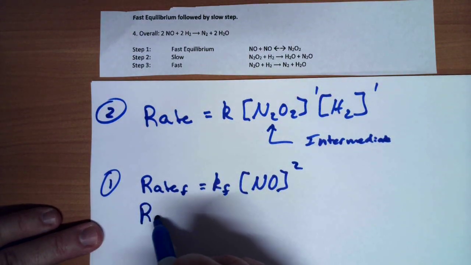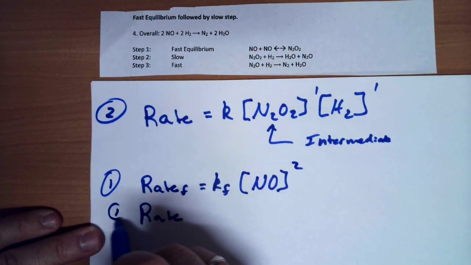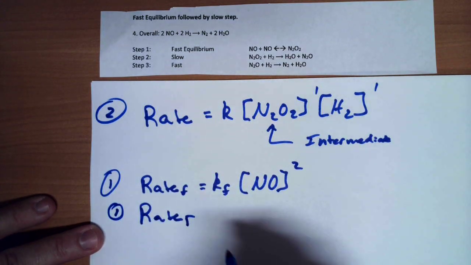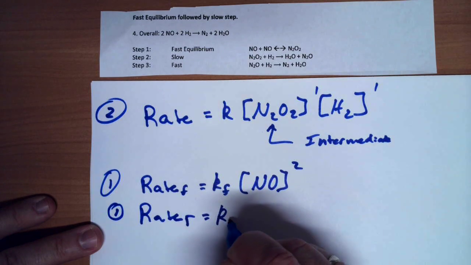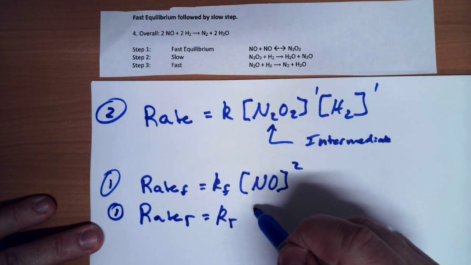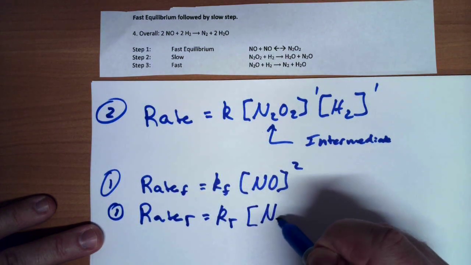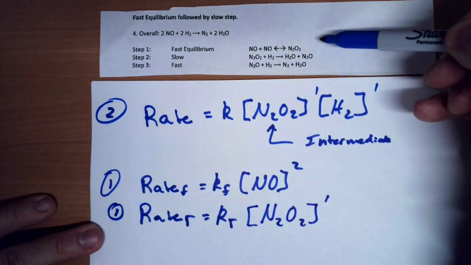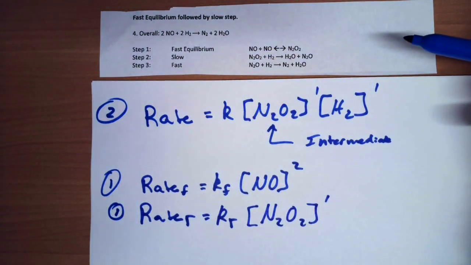Now I'm going to have the rate law of step 1 still, okay? But this is going to be of the reverse, so that's another r that's sitting there, is equal to the rate constant, r, okay? And if I'm going backwards, it's N2O2 to the 1 power. So I'm still up here, but I'm going backwards on this.